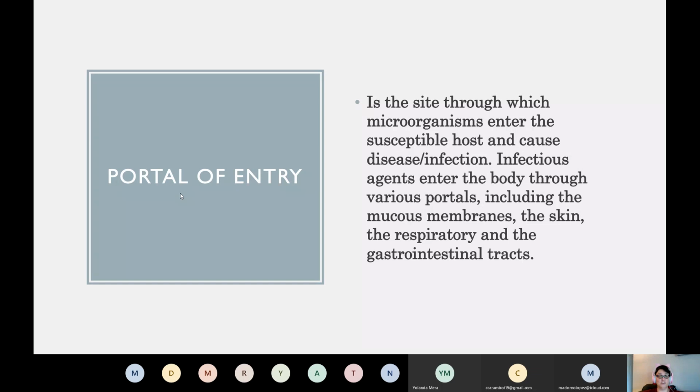Portal of entry. This is the site where the microorganism enters into the host, right? This could be a microscopic cut in your skin. This could be through your eye. It could be through something you breathed. It could be through something you ate. So it's the portal at which it enters into you.